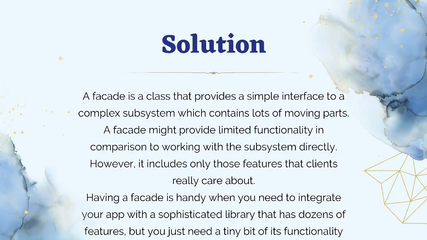A facade is created to solve this problem. What is a facade? A facade is a class that simplifies interaction with a complex system by providing a straightforward interface. Instead of dealing with all the details and numerous parts of the system, the facade offers a simpler way to access only the essential features that you need. This is especially useful when you are using a complex library with many features, but you only need a small part of its functionality. The facade makes your code cleaner and easier to work with by hiding the complexity.